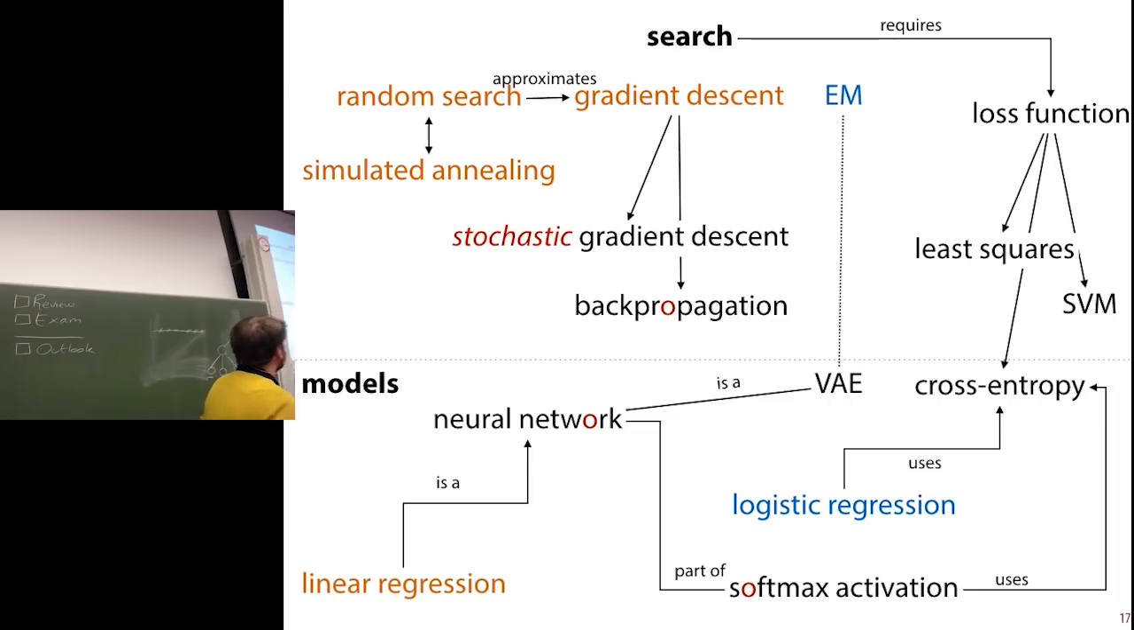If you want to define a search algorithm, you need a loss function, like least squares loss, support vector machine loss, or cross entropy, which should be above the line. And then cross entropy is an integral part of the model, if you want to call it a model. Most of these things are a package of a model, a search method, and a loss function. But logistic regression uses cross entropy. You have softmax activation, which is part of a neural network, linear regression, etc. So I tried to sort of show a little bit how things fit together.